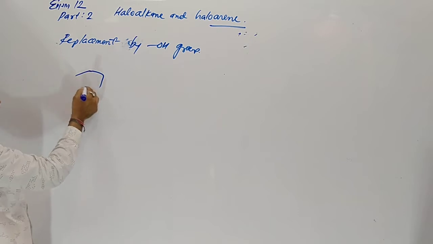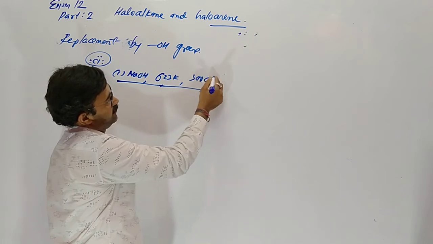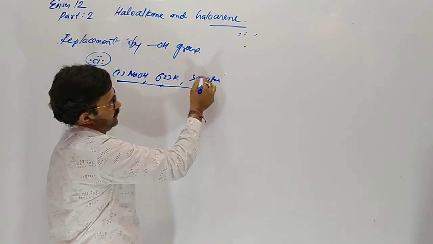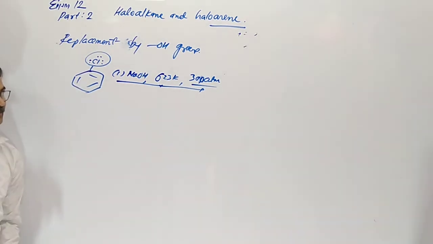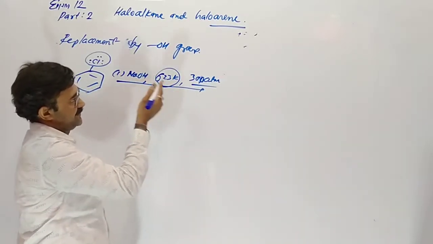Now first of all, when we take chlorobenzene, the 3 lone pairs on chlorine are taking part in the resonance. It is highly stable and too difficult to remove chlorine by OH. So chlorobenzene reacts with sodium hydroxide at 623 Kelvin temperature and 300 atmosphere. Here our room pressure is 1 atm. We have to apply 300 atmospheric pressure and 623 Kelvin.